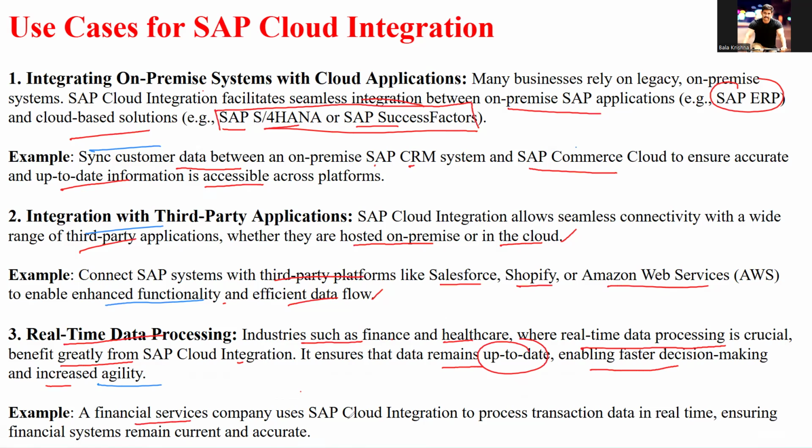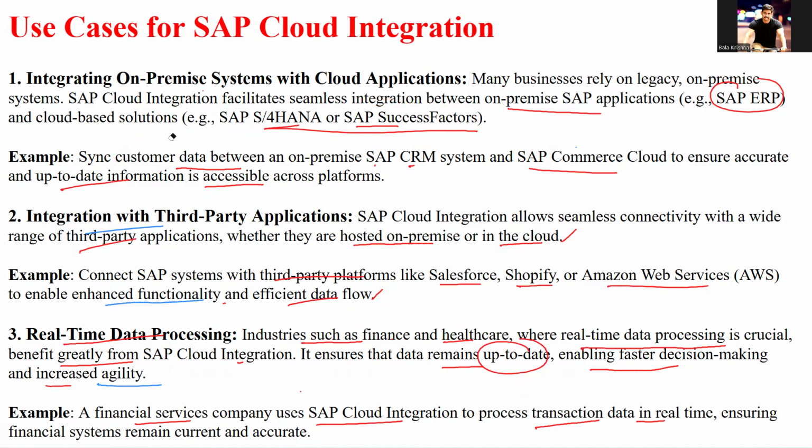Example, a financial service company uses SAP Cloud Integration to process transactional data in real time, ensuring financial systems remain current and accurate. Suppose real-time finance, in the sense of the banking domain. In the banking domain, we will use SAP CPI.